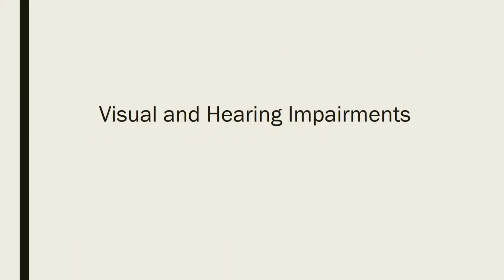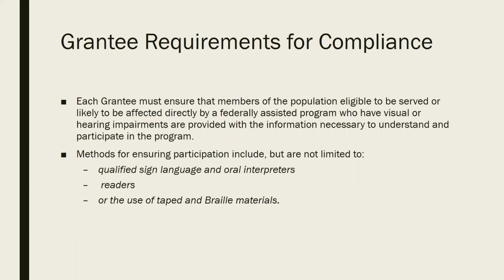Visual and hearing impairment. Each grantee must ensure that members of the population eligible to be served or likely to be affected directly by a federally assisted program have visual or hearing impairment documents provided for them.